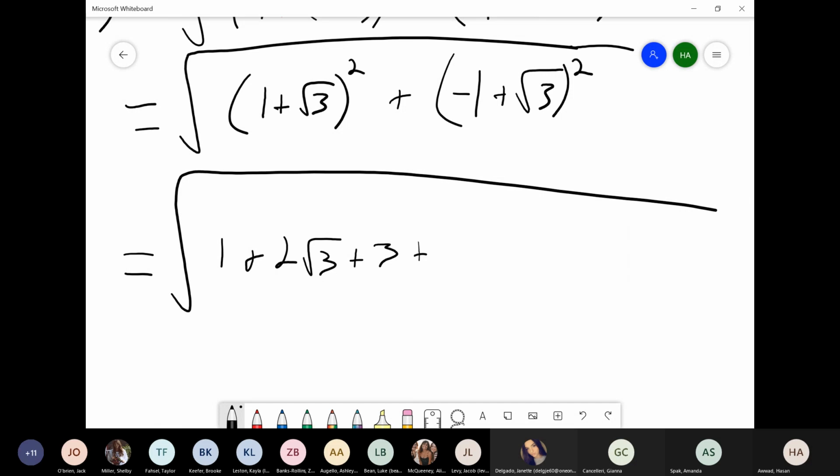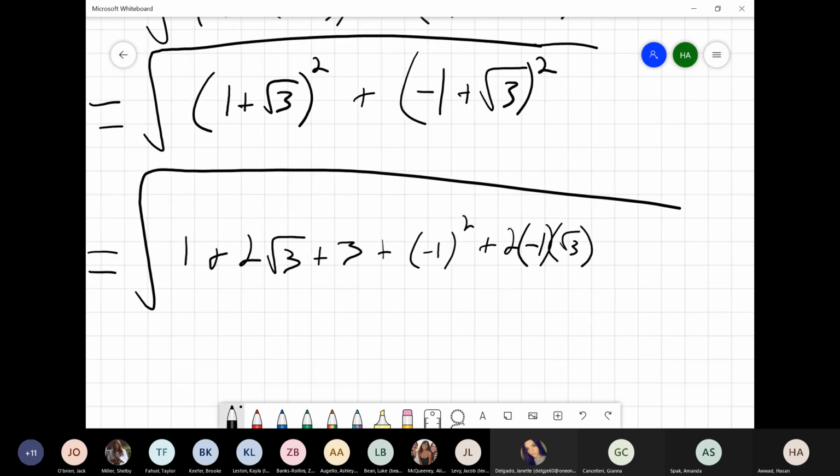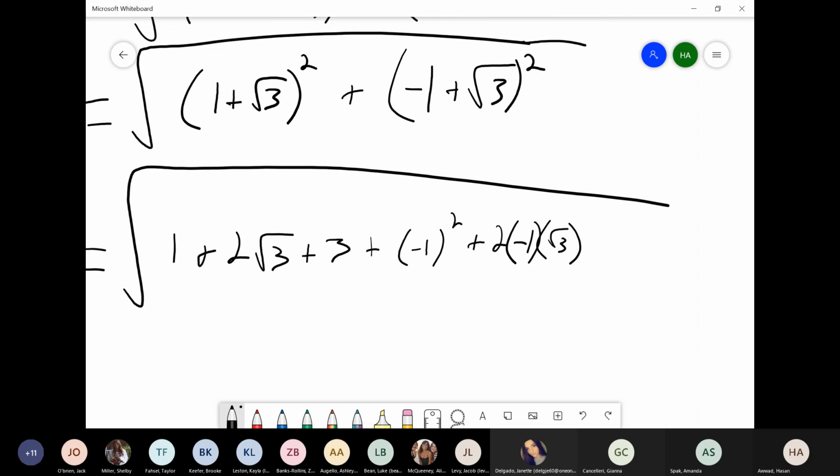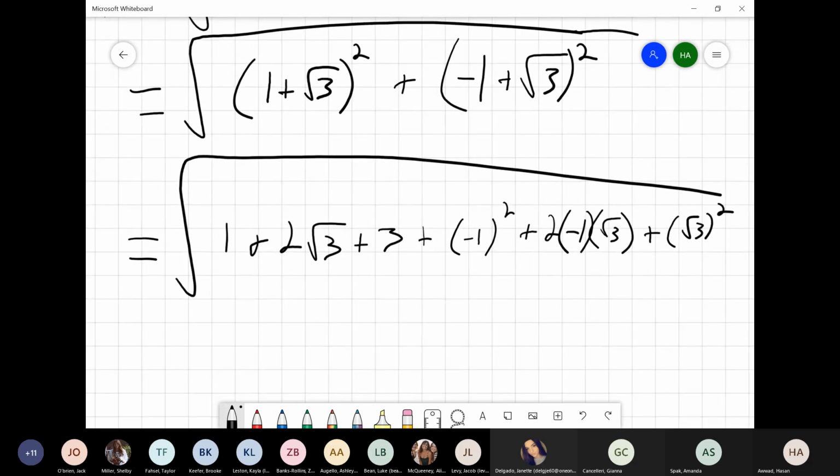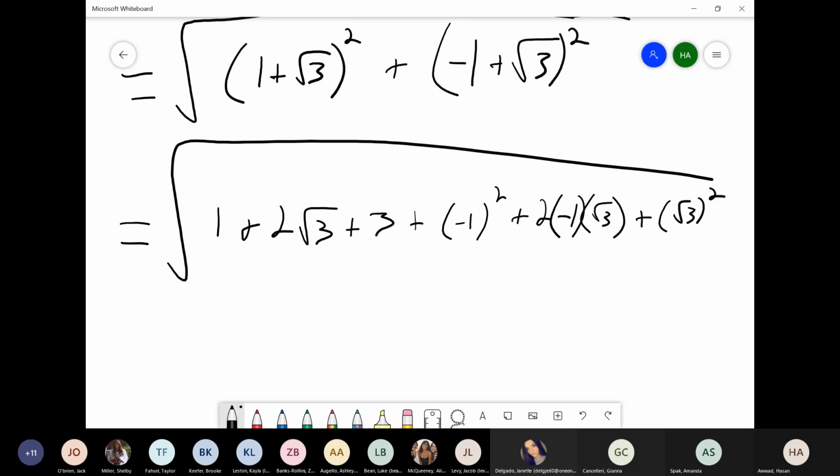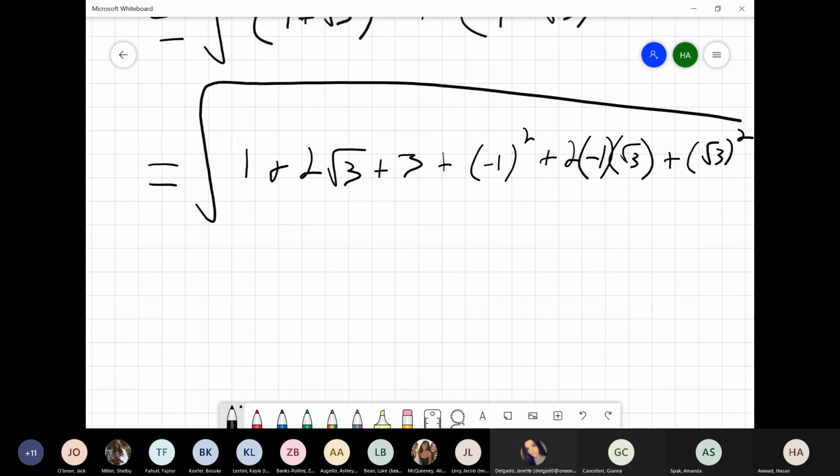So we have a squared, which is negative 1. Oops, canceled out there. So negative 1 squared plus 2ab. So 2 times negative 1 times b, which is square root of 3. And then we have b squared again, and b is root 3 squared again. So we have square root of 3 squared. Okay. We see that we can do a lot of simplifications, right? Well, I'll write this on the next line.